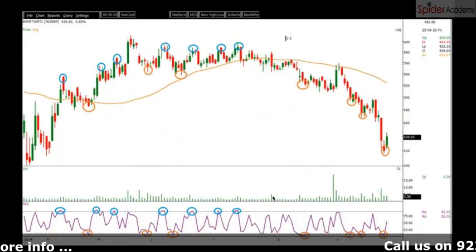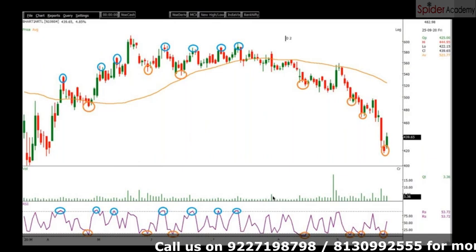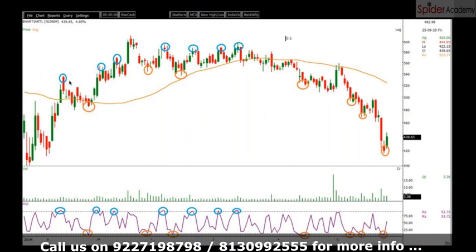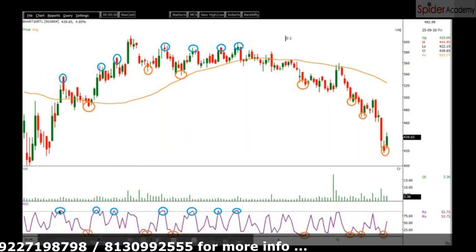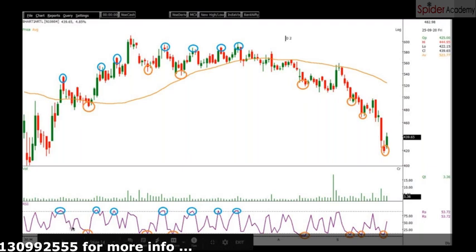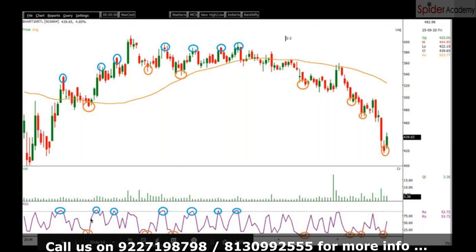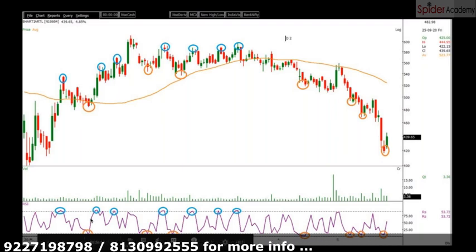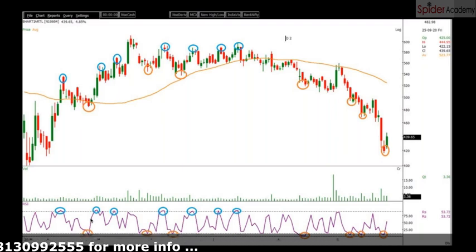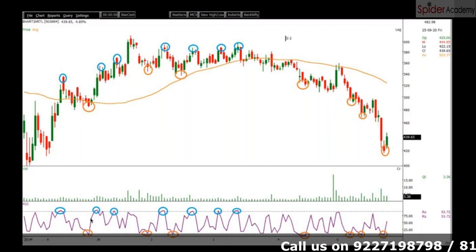This is Bharti Airtel, has given pretty neat signals. Every signal is accurate. Overbought, we sell here and exit below 40. Oversold, we buy here and exit above 50 or 60. You can go to 50, 60, 70 or 80 as your exit strategy. If you're good at trailing, you can do trailing.